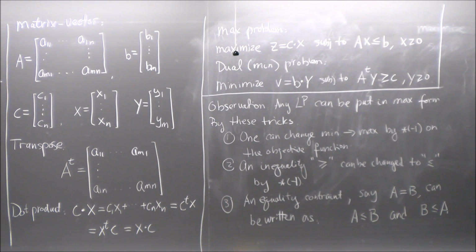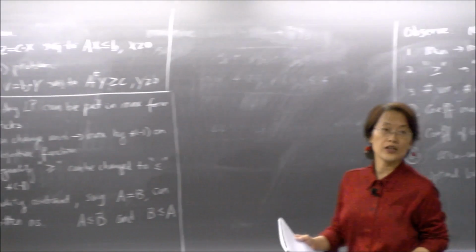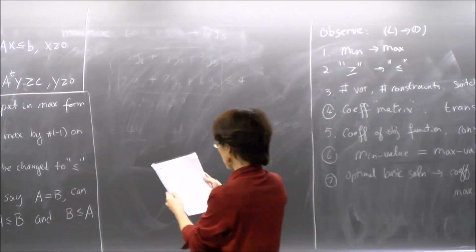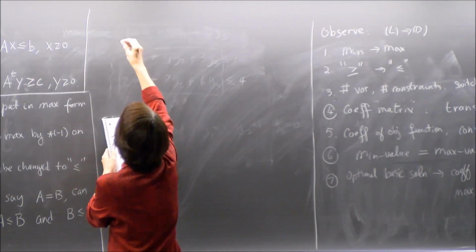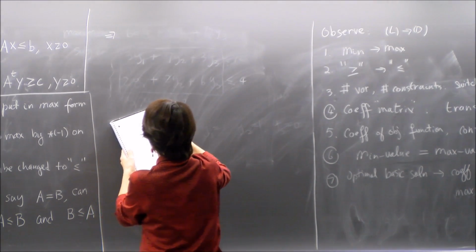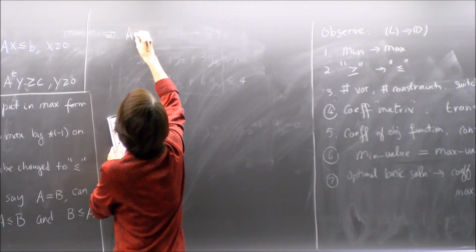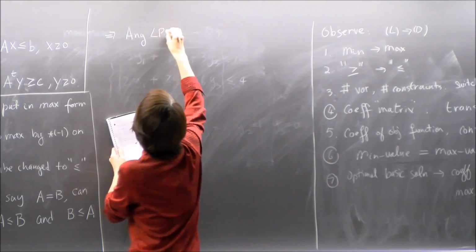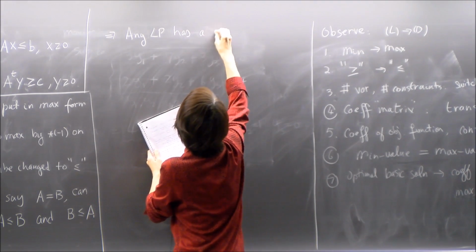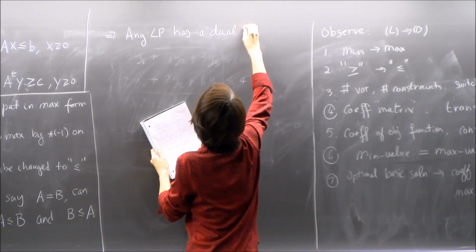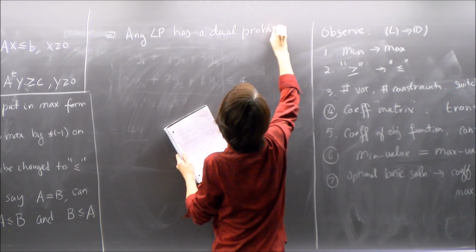Is that okay? Any questions? Okay, we'll have examples on this. So by this observation, now we can conclude that any linear programming can be put in the max form and can have a dual. So that's what I want to say. Any LP has a dual problem associated with it.